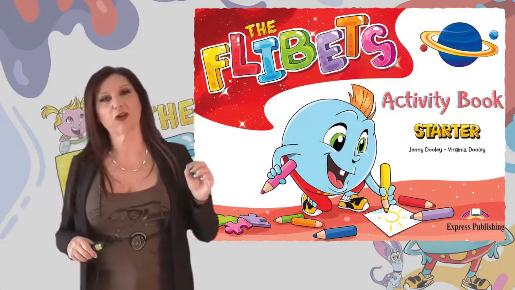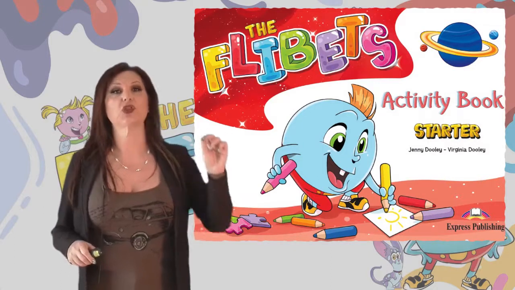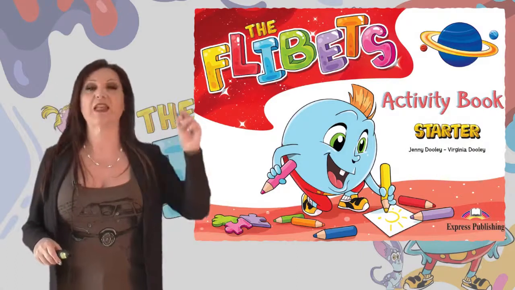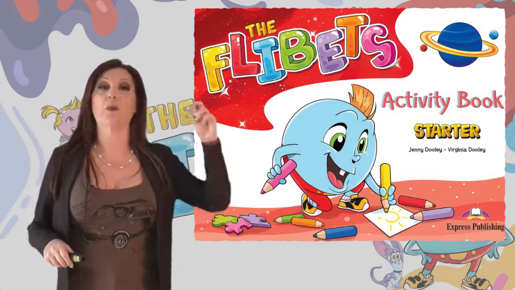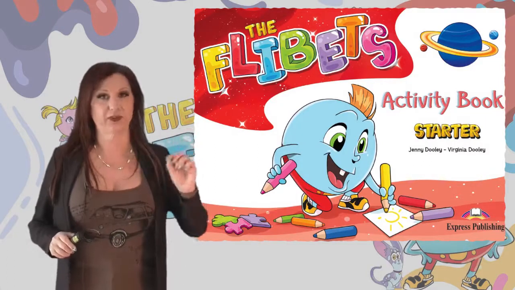Now let's take a very close look at the activity book. For each 2 lessons of their student's book, there is 1 lesson in the activity book, and it is again clearly indicated both in the teacher's book and in the student's book where it is time to do the activity book.